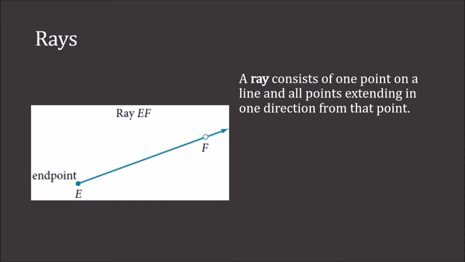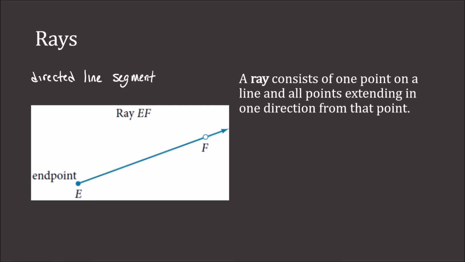So we start by looking at a ray, and a ray simply consists of one point on a line and all points extending in one direction from that point. So this figure is an example of a ray. It starts at the point E and it includes every point in one direction from E. Now, sometimes this will also be called a directed line segment. Line segment in the sense that it's not an entire line, and directed in the sense that there is a specific direction to this segment.